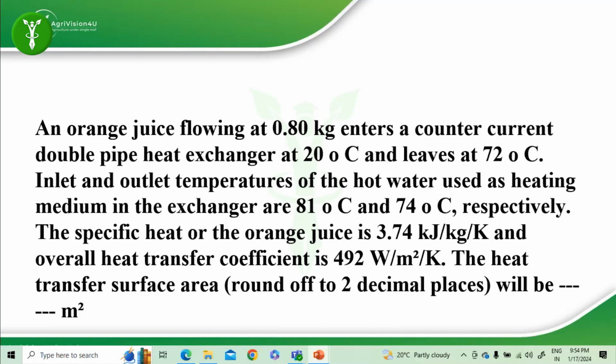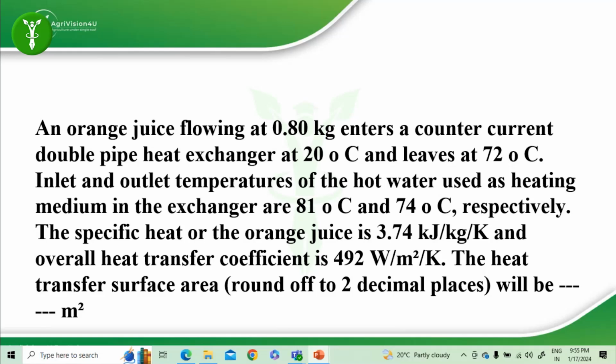Now the specific heat of the orange juice is 3.74 kilojoule per kg per Kelvin and the overall heat transfer coefficient is 492 watt per meter square per Kelvin. Now what we have to calculate is the heat transfer area, or the surface area for the heat transfer.